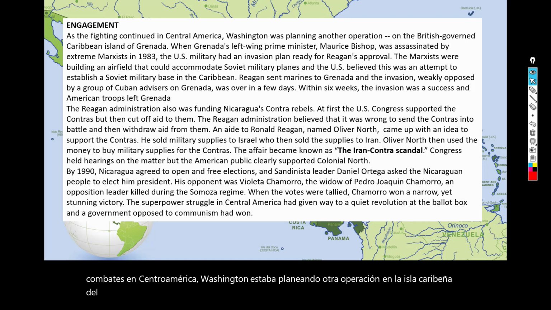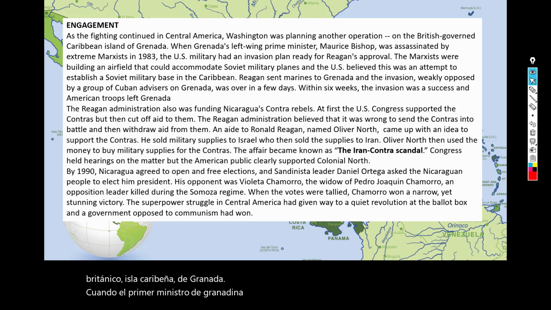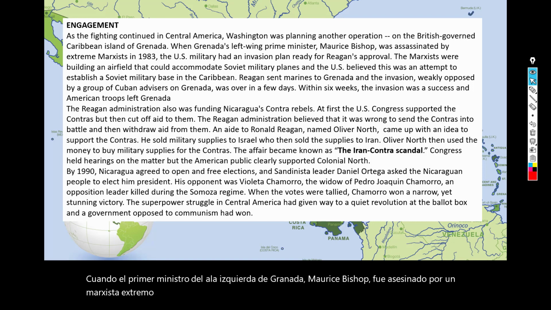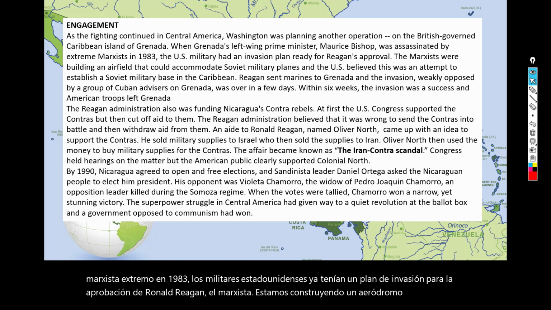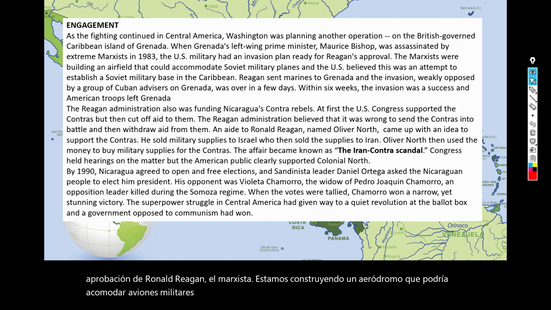When Grenada's left-wing Prime Minister Maurice Bishop was assassinated by extreme Marxists in 1983, the U.S. military had an invasion plan already from Ronald Reagan's approval. The Marxists were building an airfield that could accommodate Soviet military airplanes, and the U.S. believed that it was an attempt to establish a Soviet military base in the Caribbean.